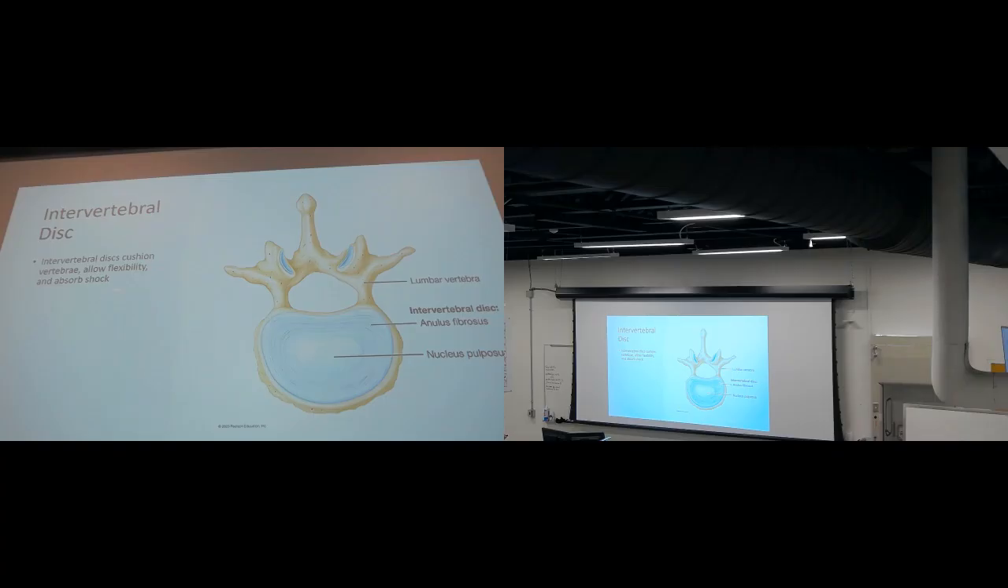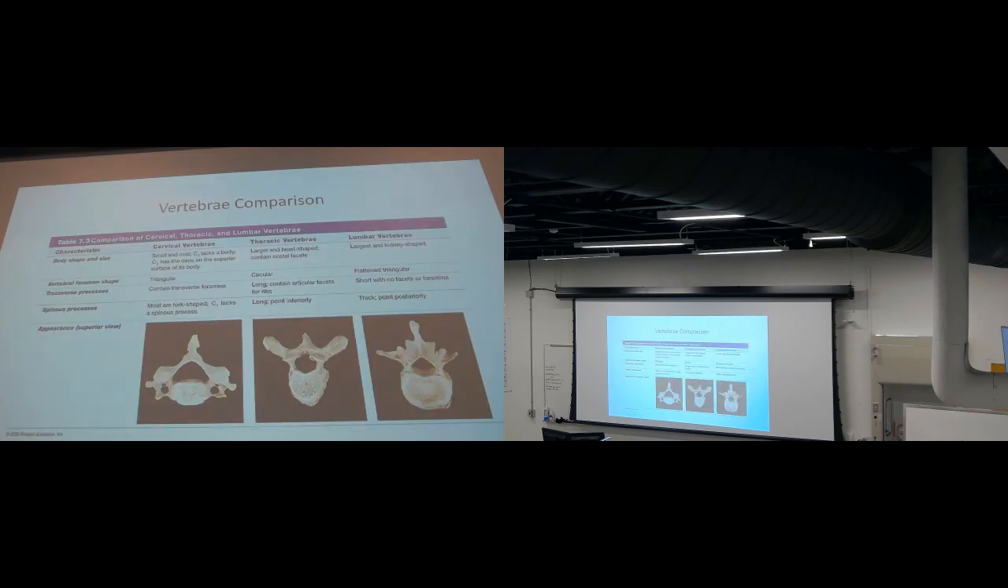The function of the intervertebral disc is to cushion the vertebrae, allow flexibility, and absorb shock. One of the reasons why, as we age, we shorten in height is because we start losing water, and our intervertebral discs, instead of being plump like this, become shrunk and start becoming smaller or shorter.